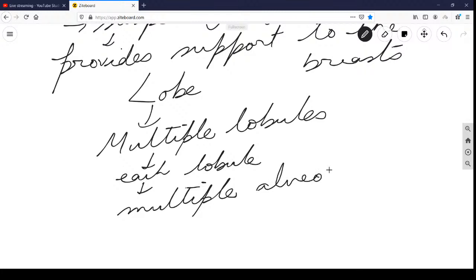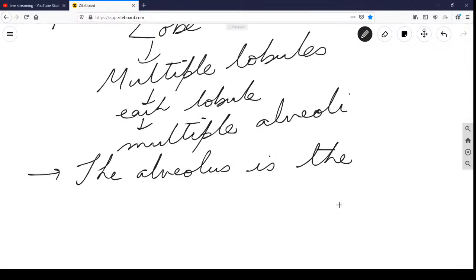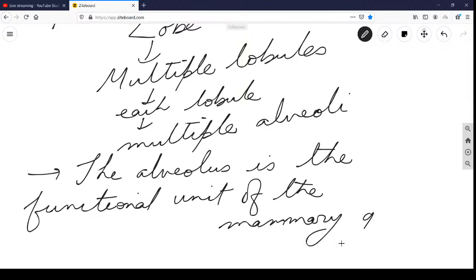So alveoli are not only present in the lungs, they are also present in the breast. Now the alveolus is the functional unit of the mammary gland. Always know this fact.